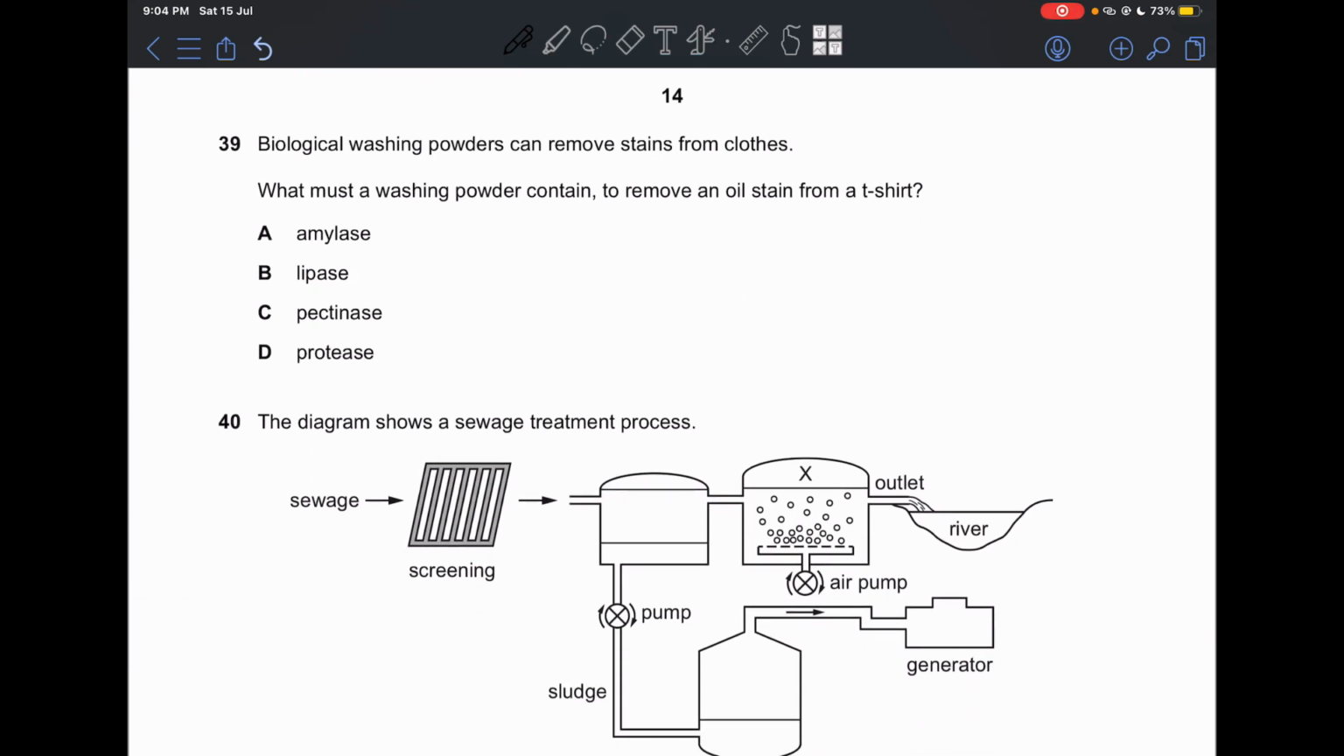39. Biological washing powders can remove stains from clothes. What must a washing powder contain to remove an oil stain from a t-shirt? Now, we all know that oil is made up of fats, and fats are made up of 3 fatty acids and 1 glycerol, which can be broken down by the enzyme lipase. So our answer is going to be B.